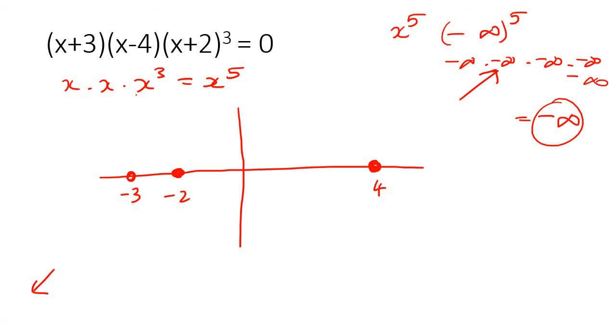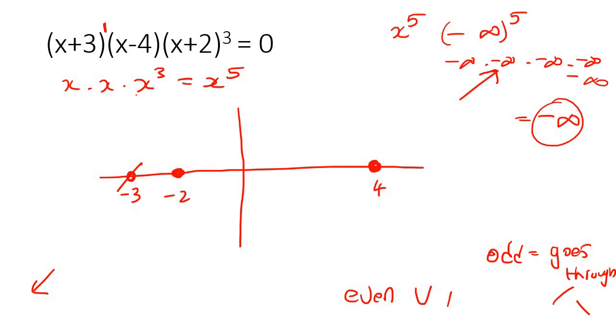So to do that, let's start with the 3. You look at the exponent. Okay, it's a 1, so it means it goes through. Remember, if it's an odd number, it goes through. So it looks like that or like that. If it is an even number, then it turns either like that or like that. Okay, so it's going to go right through. So let's do that. There we go.